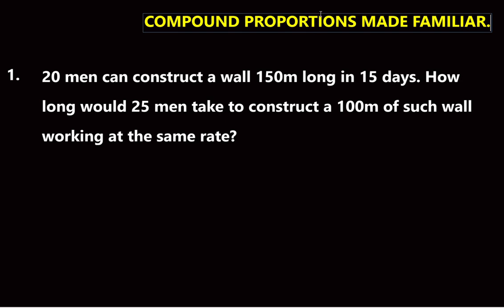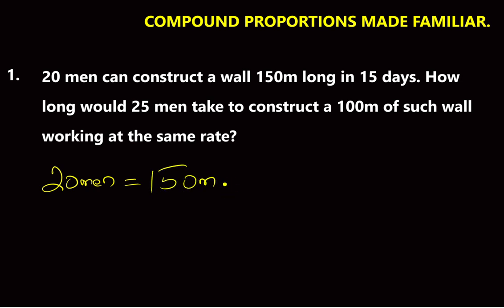About compound proportions. We are going to solve that using a question. 20 men can construct a wall 150 meters long. So we write that: 20 men can construct a wall 150 meters long in 15 days.